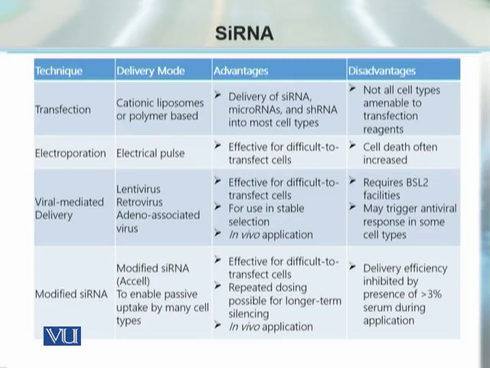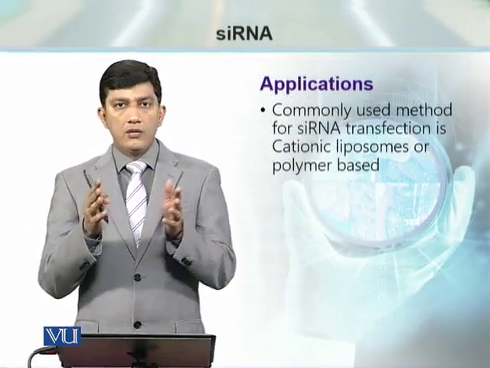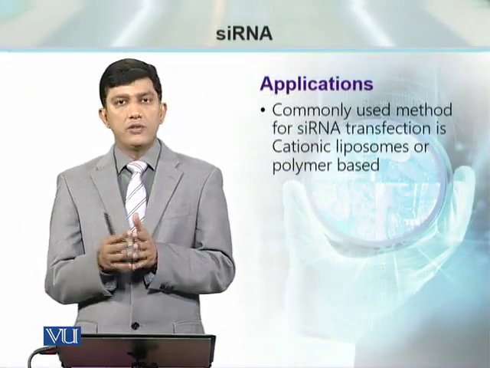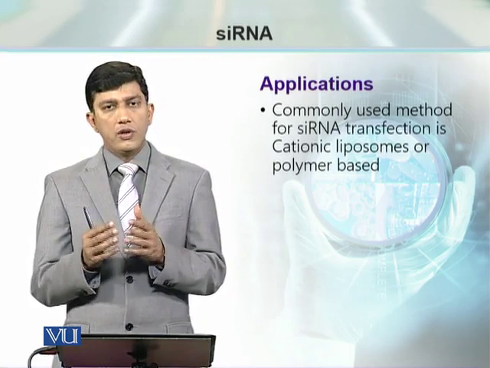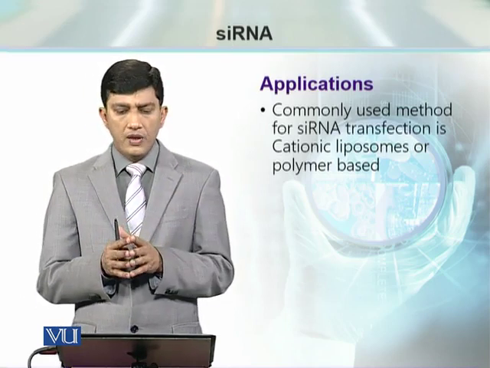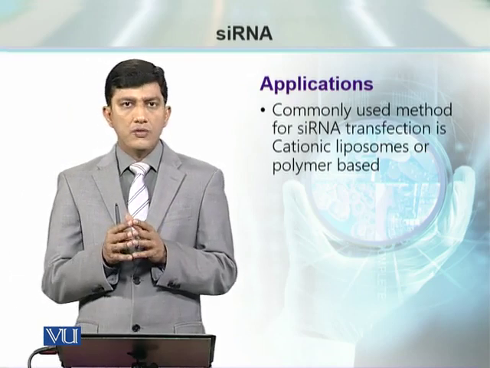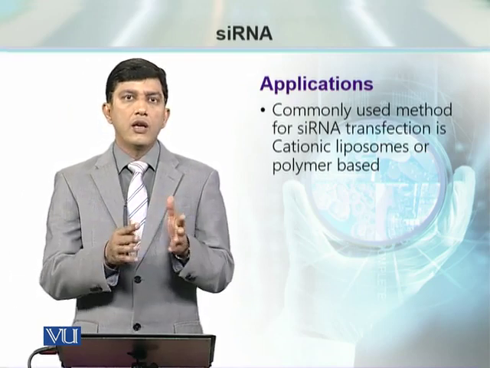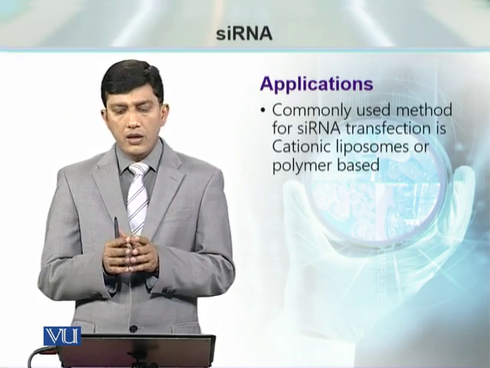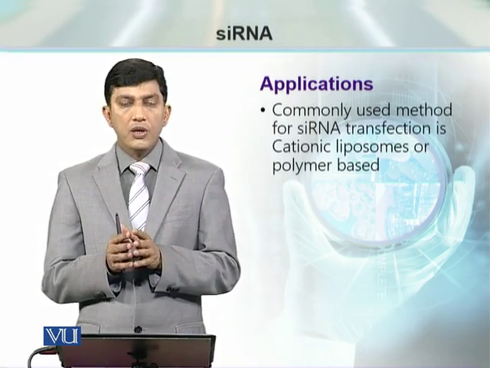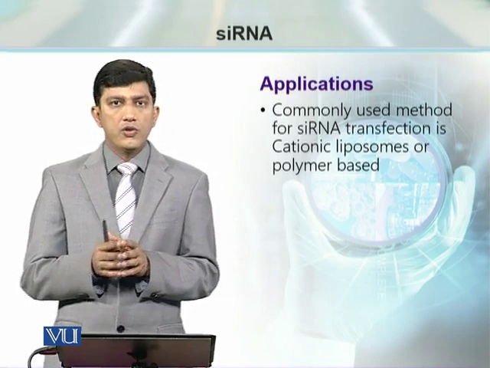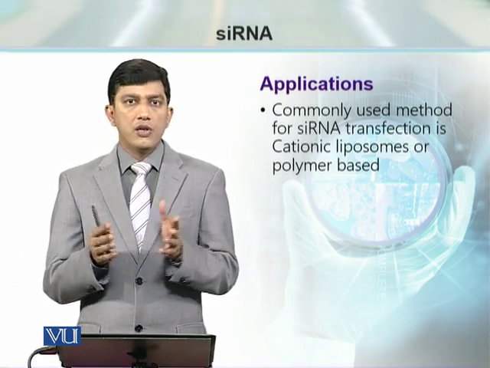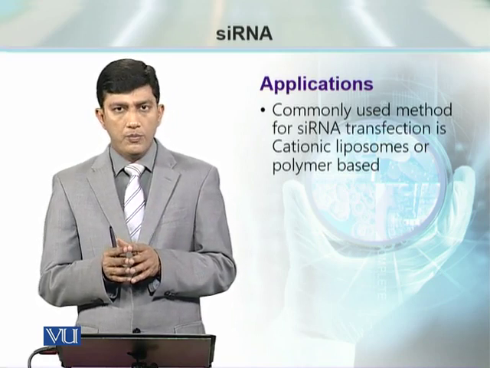Keeping in view the cell type, resource availability, and the minimum hazard to the researcher, one has to decide which method should be used for delivery of the siRNA into the cells. The most commonly used methods for entry of siRNA into the host cell are the cationic, liposomic, or polymer based methods, or sometimes we also use electroporation, where the electric pulse generates pores in the plasma membrane.